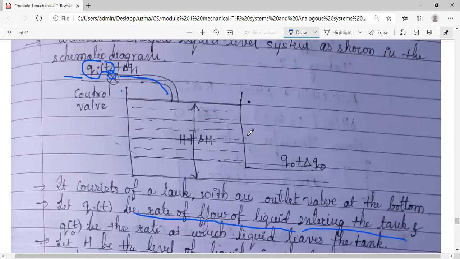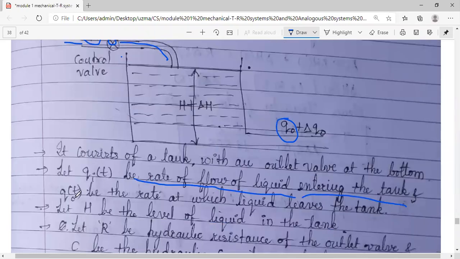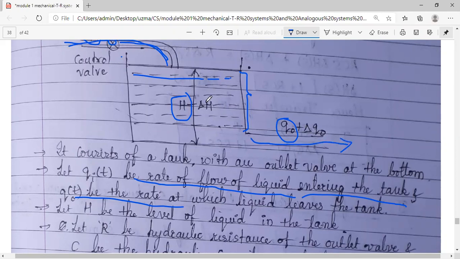I'm just talking about the first parameter here. Let's see what those delta terms are later, but at least you should know what Qi is and what Q naught is. Qi indicates the rate of flow of the liquid which enters the tank, and Q naught is the rate at which it is leaving the tank. This capital H indicates the liquid level inside the tank, and it is a variable. Depending upon your input, the liquid level will vary, and depending on how much exits, even this will vary. So this is a variable here. Let H be the level of the liquid in the tank.